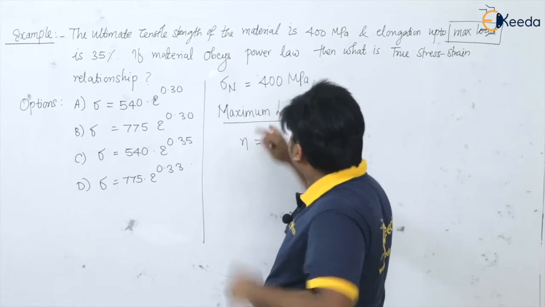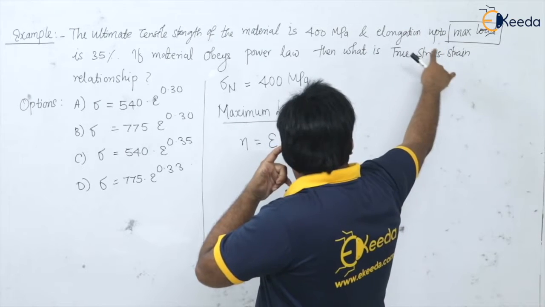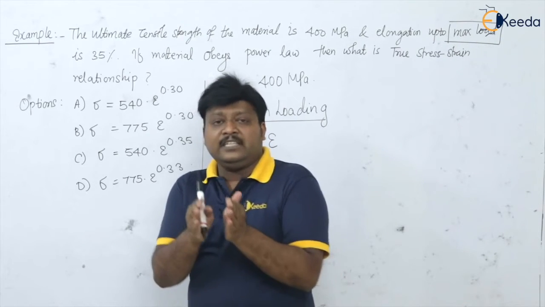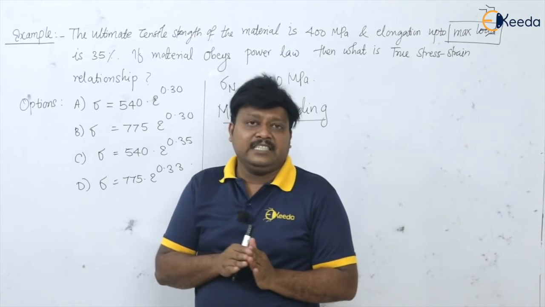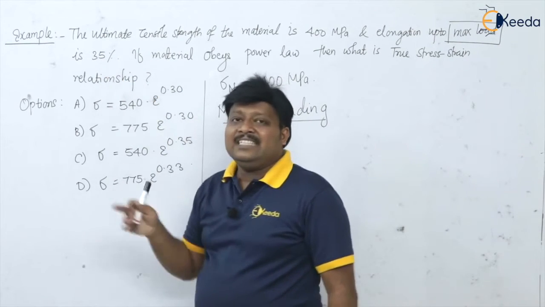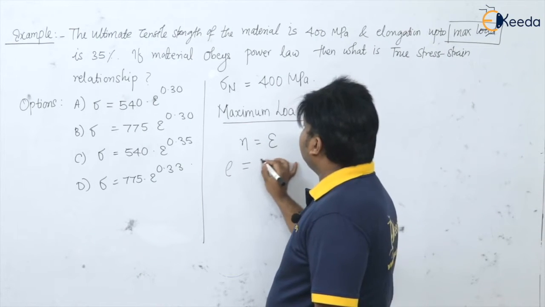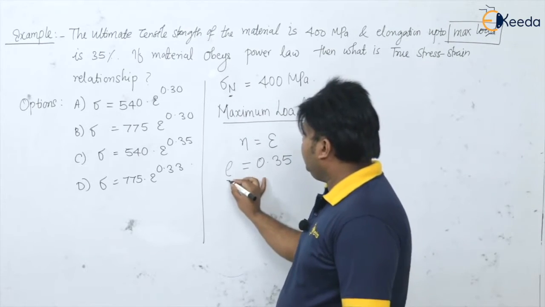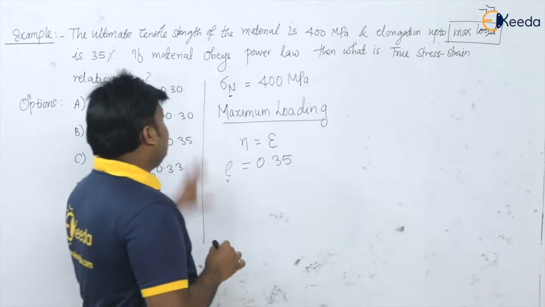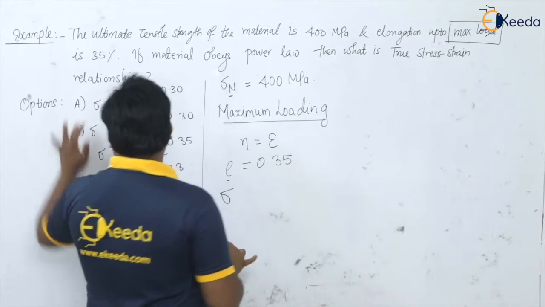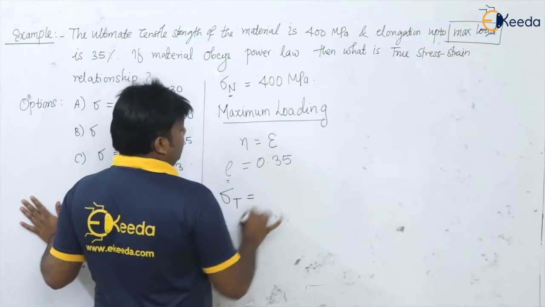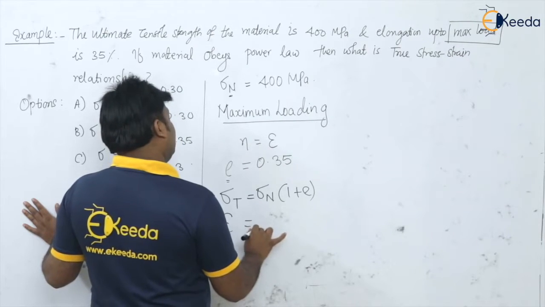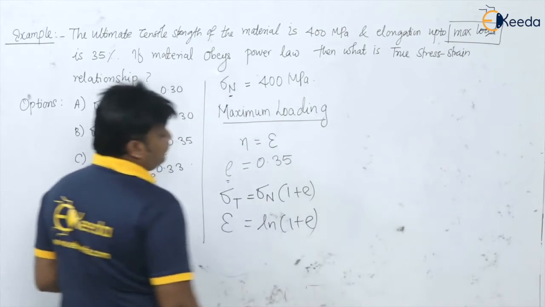Now the elongation up to maximum load is how much? 35%. It is given in percentage. Always percentage is related to the original value, so this 35% is nothing but our nominal strain, that is 0.35. Sigma n is known, the nominal or engineering strain is known. Now we have to calculate the true stress, sigma t. The formula is sigma t equals sigma n into bracket 1 plus e, and true strain is equal to ln of 1 plus e.